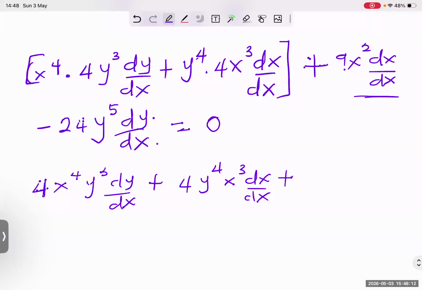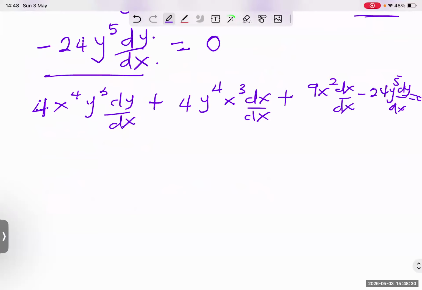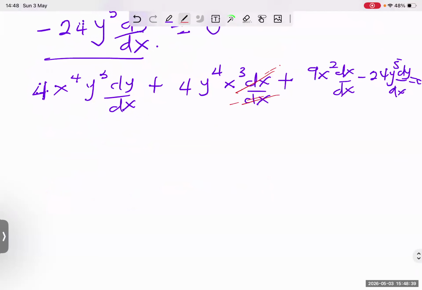Plus this expression here, 9x squared dx dx. Then we go to the fourth term, minus 24y^5 dy dx. Everything is equal to 0. Let's simplify a little bit and drop the dx dx. How many dx dx can we drop? I have 1 dx dx here, 1 dx dx there, they give me 1. So we can drop those ones.